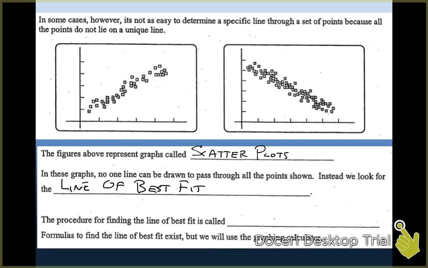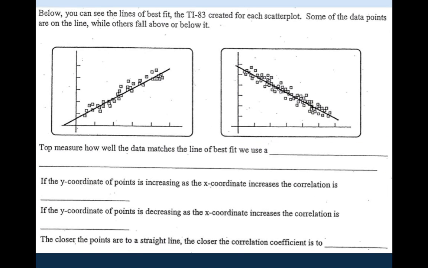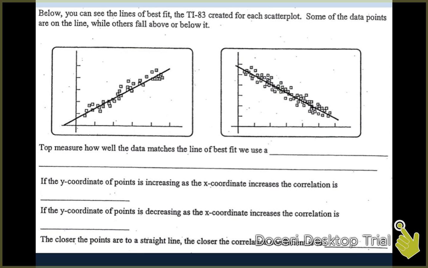The procedure for figuring out which one it is called linear regression. And it sounds super complicated, and we can use a formula to find it, but instead we're actually going to let our calculator do all the hard work. And we'll talk a little more about that tomorrow when we're talking about linear regressions. So looking at those two graphs again, the linear regressions have been done and the line of best fit is put in. So there's one here and one here. They're pretty easy to see.